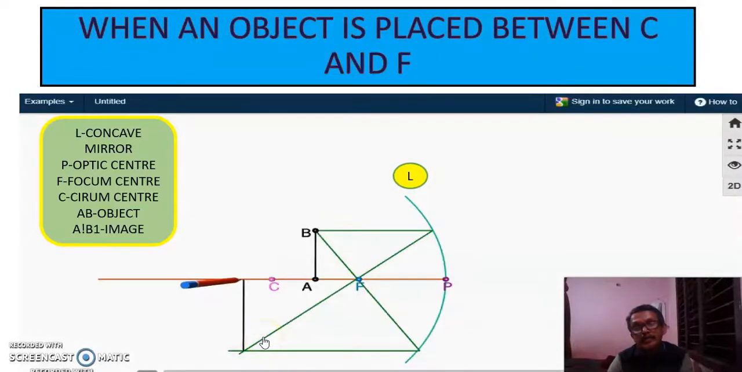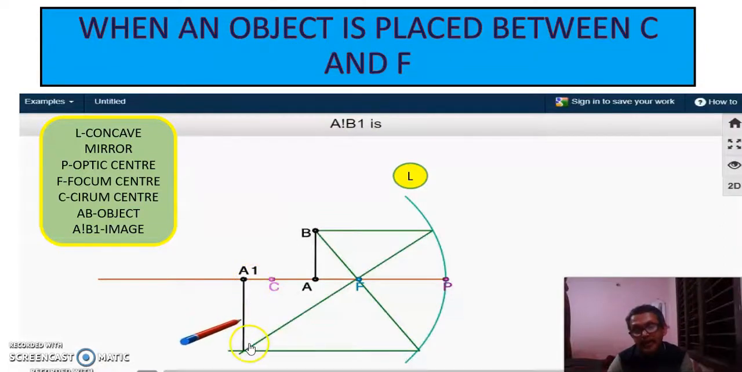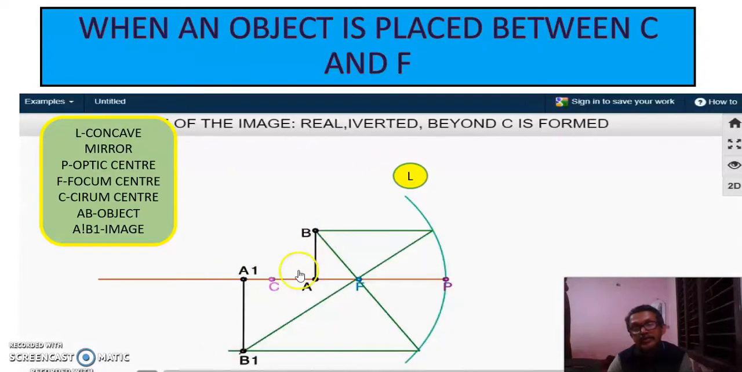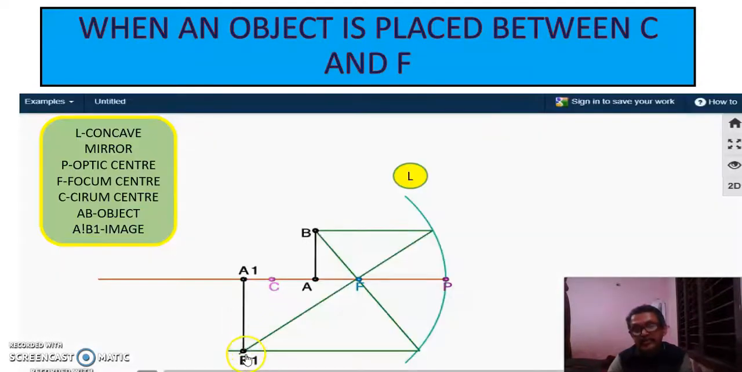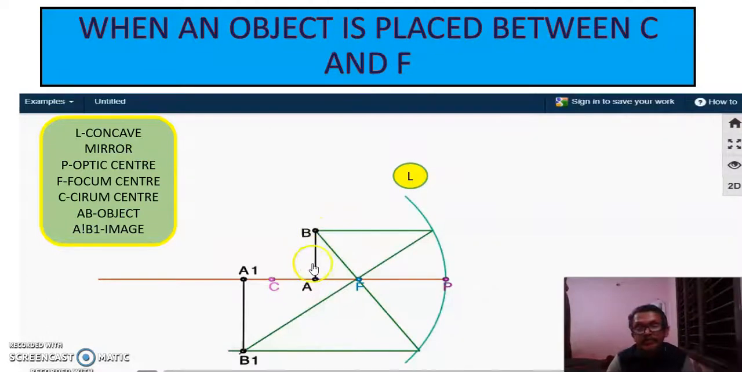Okay, now what is the nature of the image? Position is beyond C, and the image formed is big, inverted and real. So this is the nature of the image formed when an object is placed between C and F. Okay. So now let us move on to the next one.